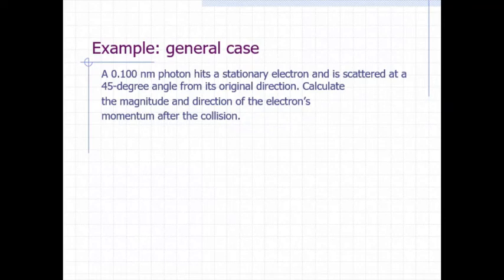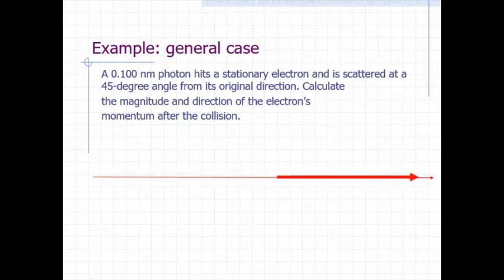Let's take the direction of the incident photon as the x-axis. Here's the vector representing the initial momentum of the photon. Let's call this vector p sub i. Its magnitude is h over lambda sub i, where lambda sub i is the wavelength before collision. Here's the vector representing the momentum of the scattered photon. Let's call this final momentum vector p sub f. Its magnitude is h over lambda sub f, where lambda sub f is the wavelength of the scattered photon.